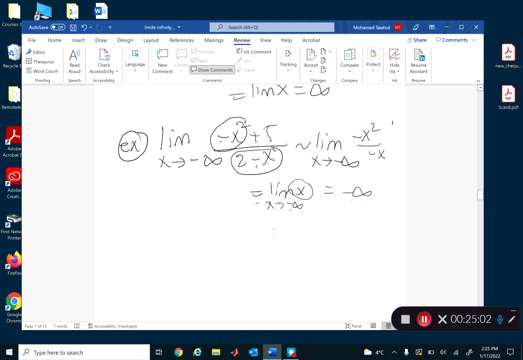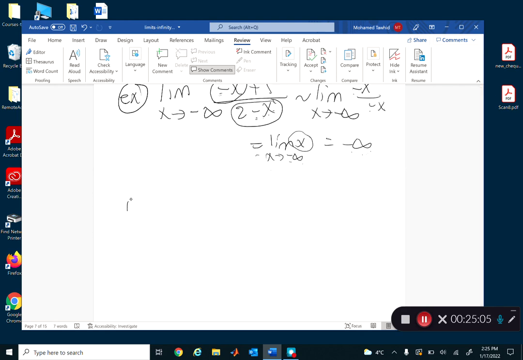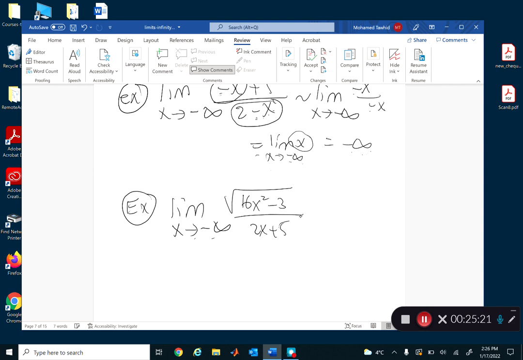All right, so now I give you another example here where you have to give attention to this. If you have the limit as x goes to minus infinity of the square root of 16x squared minus 3, divided by 2x plus 5. All right, so now I need to take the limit of this one. Here you have a square root, called a radical, the square root of 16x squared minus 3.